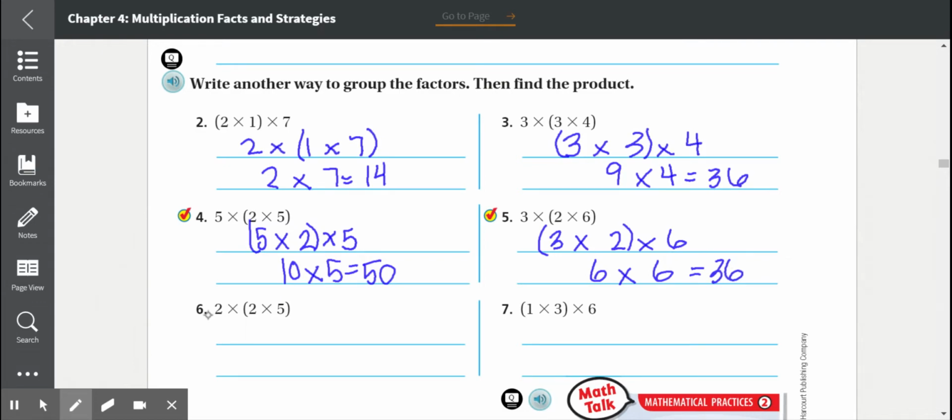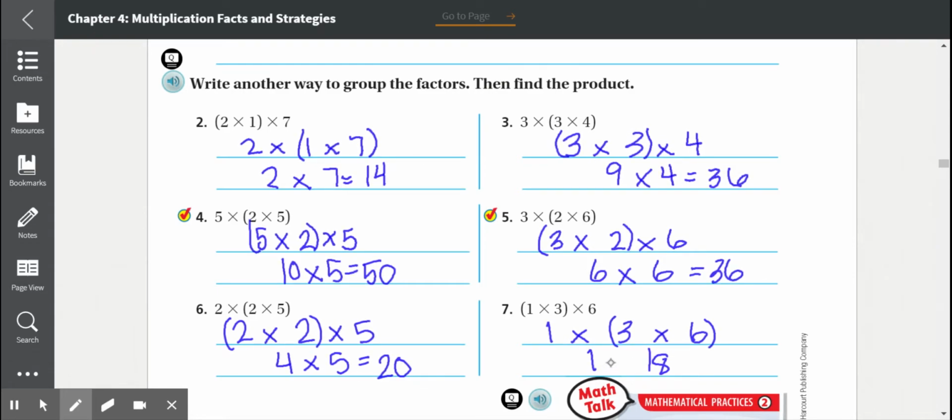Okay, number 6 is 2 times 2 times 5. And now we'll change the grouping. So 2 times 2 is 4, and we need to times that by 5 equals 20. Okay, last one. 1 times 3 times 6. Change the grouping. So now it's parentheses around 3 and 6. We always do this first. 3 times 6 is 18. Times that by 1 equals 18.